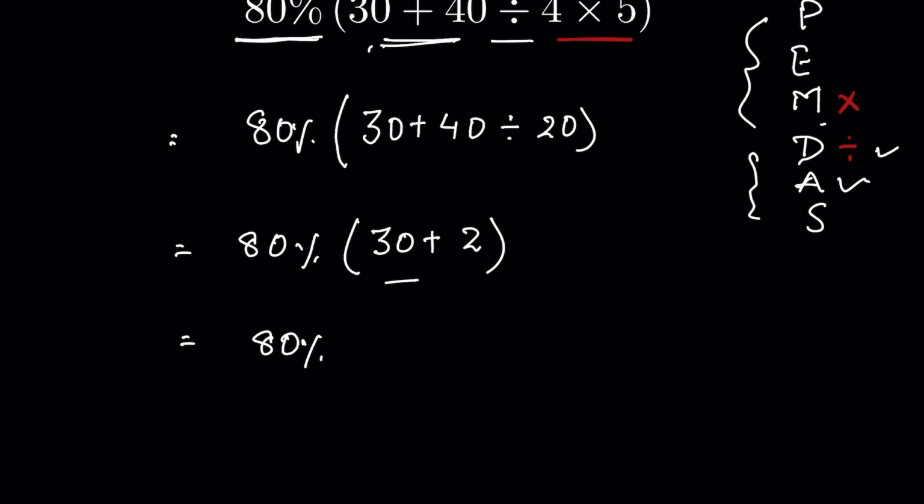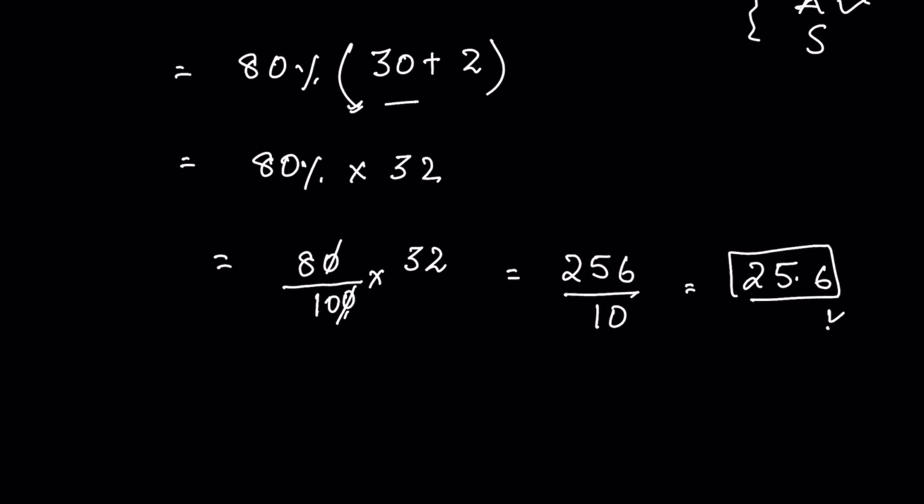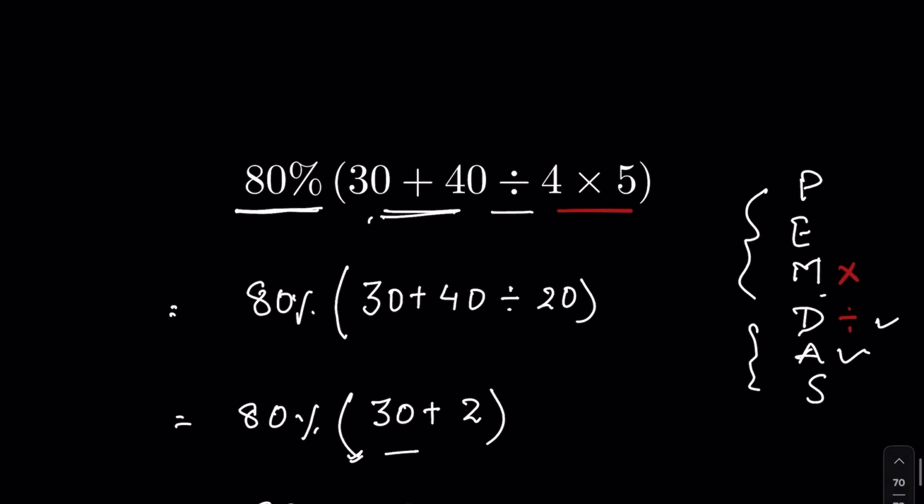Once the operation is done, we remove the parenthesis, and when we remove the parenthesis, here it is multiplication. So we can write it as 80% times 32, or 80 upon 100 times 32. We can cancel this 0 and this 0. 32 times 8 is 256 upon 10. We can write it as a decimal number, so it is 25.6. Then we are getting 25.6 as our answer. So when we follow this order, PEMDAS, the first answer is 25.6.